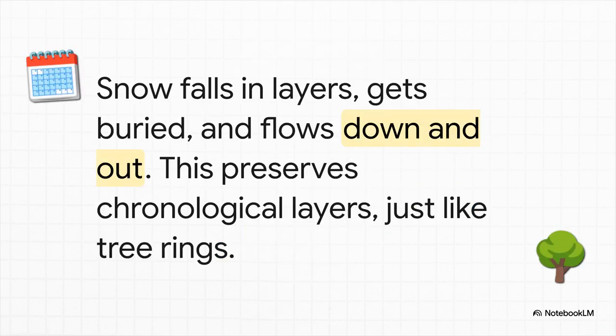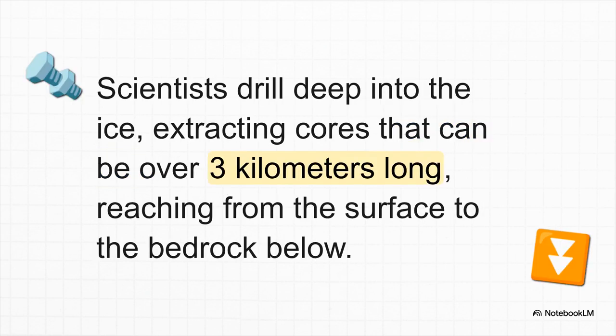The answer is actually pretty simple and really elegant. The flow is layered. So every year, a new layer of snow falls, burying the last one. That snow gets compressed into ice, and those layers then flow down and out. But here's the magic. They stay in order. They keep their chronology, almost perfectly preserved. It's almost exactly like looking at the rings of a tree. So to read this amazing record, scientists do exactly what you'd think. They drill.